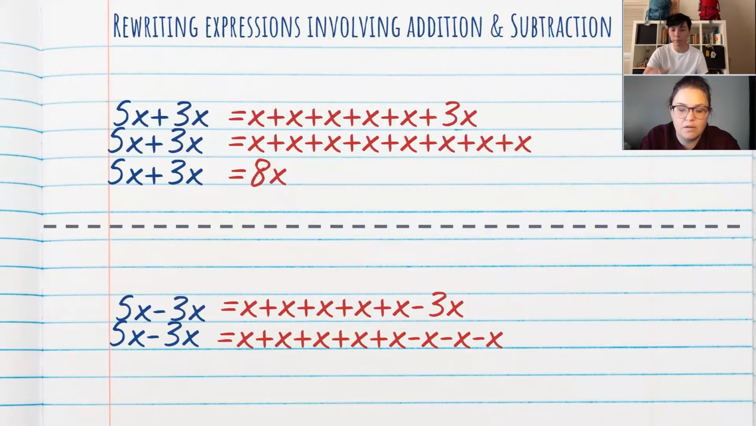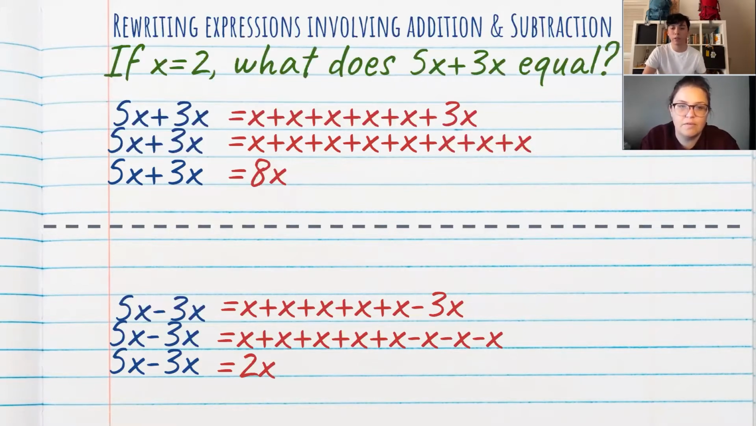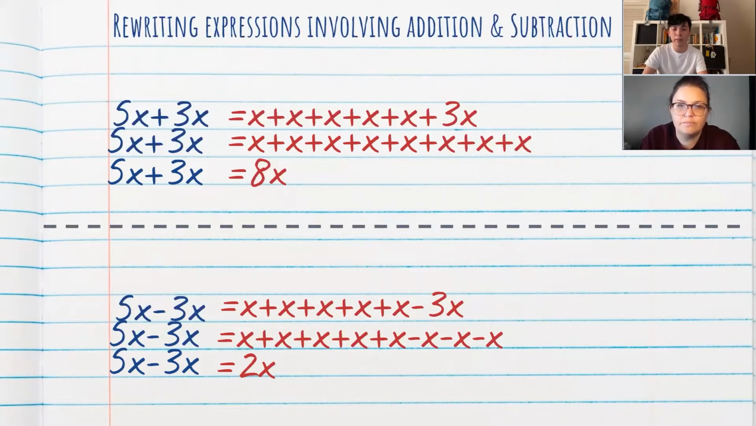And how would you simplify this expression? Now, as we simplify this expression, we'll see that we have 5 positive x's and 3 negative x's, which is going to leave us with 2x as our solution. So I want you guys to pause this so you can take this down in your notes. And okay, resume the recording when you're ready.